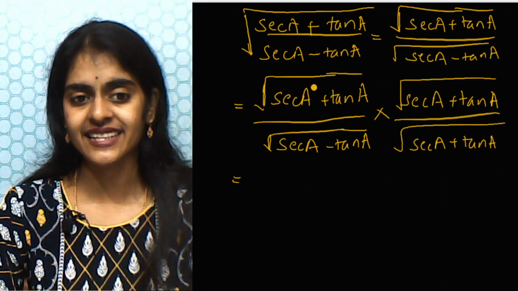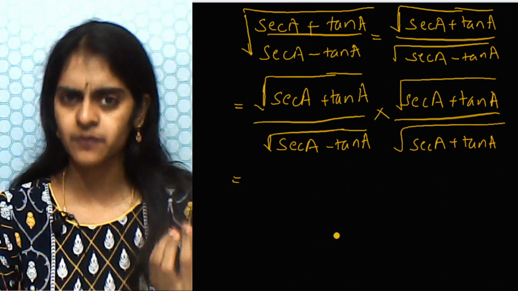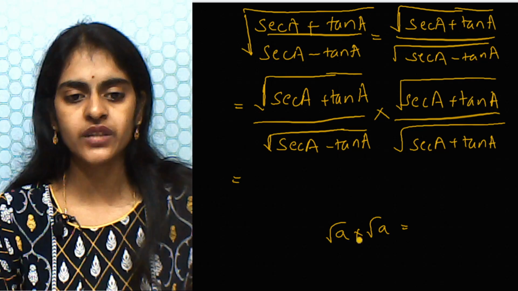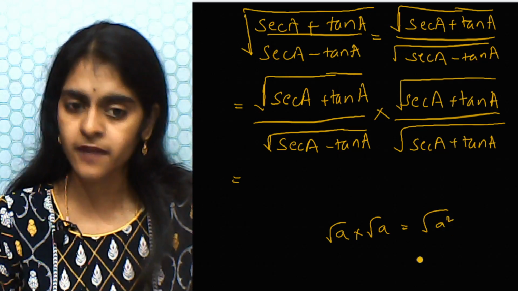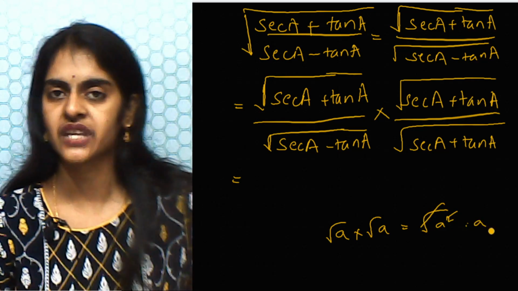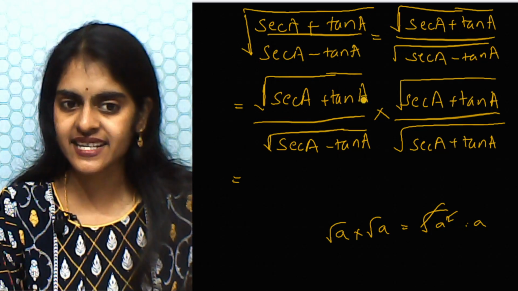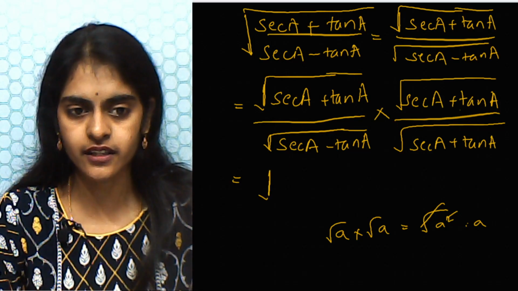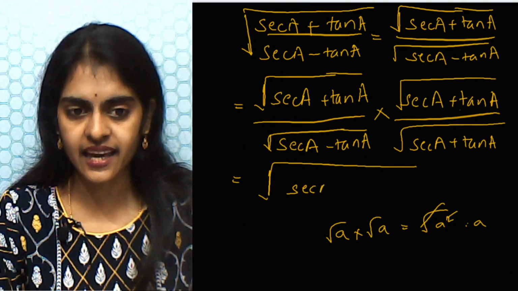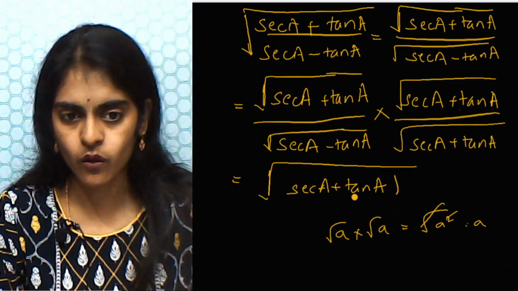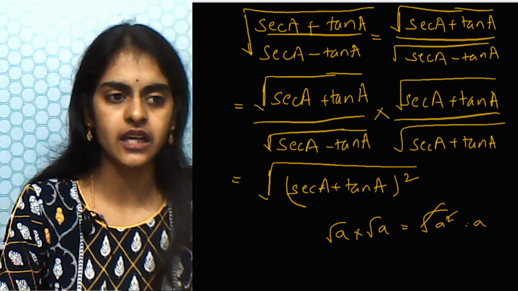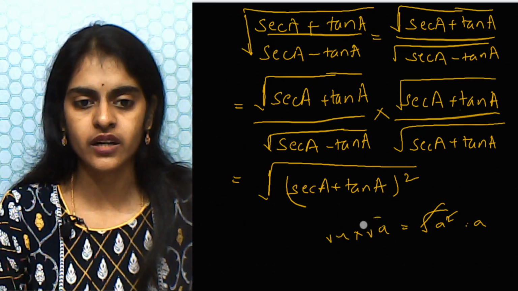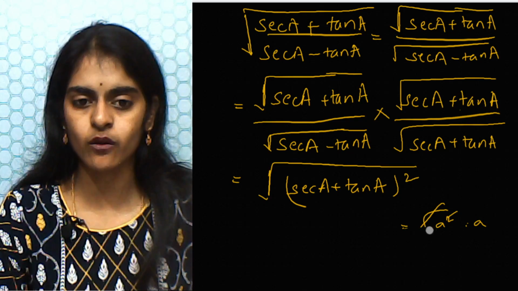Now if you consider this entire secant A plus tan A as some term A, so it is like root A under root A. So what is the answer? Root A into root A is nothing but root A square. So finally you get it as A, isn't it? Similarly, I'm just taking this as A. It is like root A into root A, so I can write it as under root secant A plus tan A whole square. Got my point? So simple. Compare it with this. It is like root A into root A, which is root A whole square. So you get under root secant A plus tan A whole square.